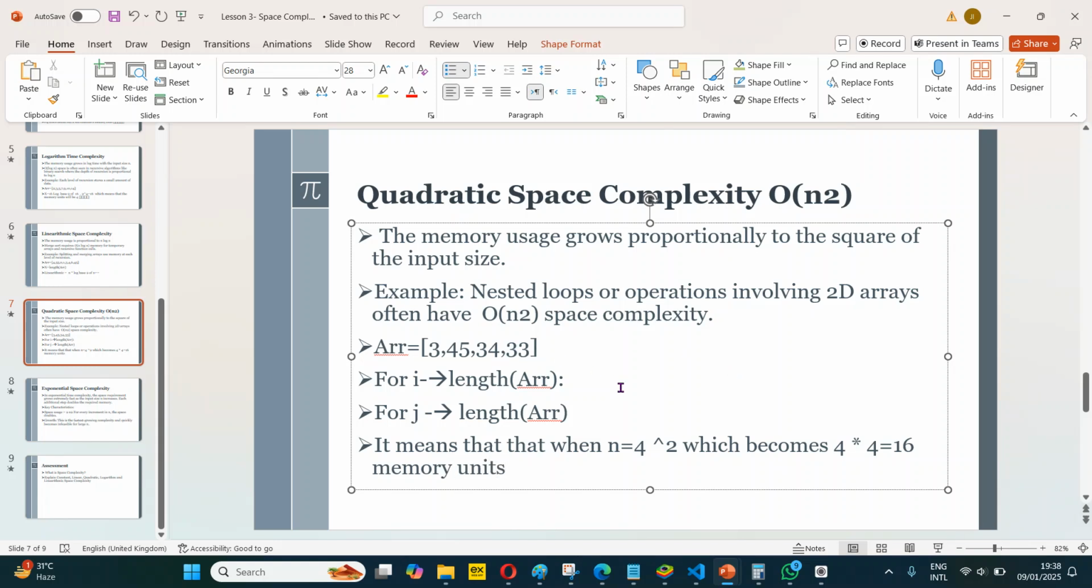If n is 2, 2 squared becomes 2 times 2, which is 4 memory units. You can see the amount of memory this quadratic space complexity consumes. The memory usage is proportional to the square of the input size. So if the input size n is 3, 3 squared gives you 3 times 3, which is 9 memory units. And that is how this works.